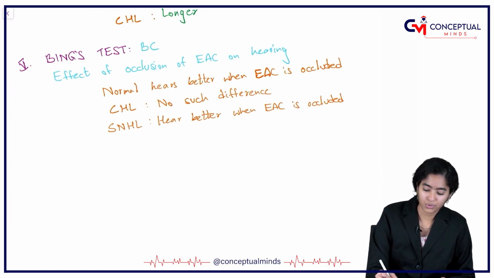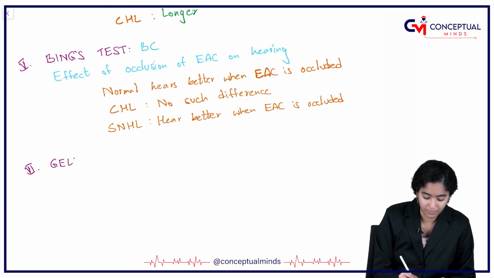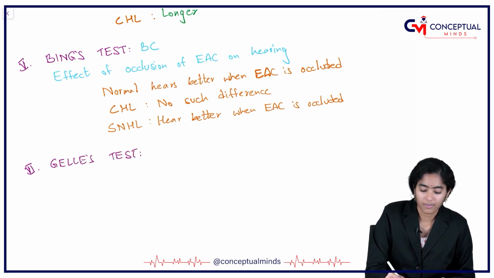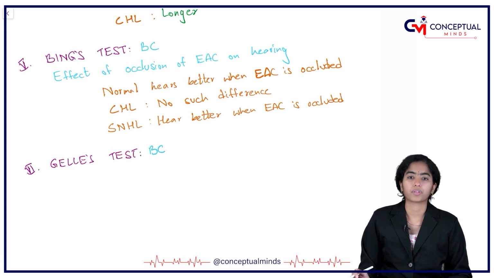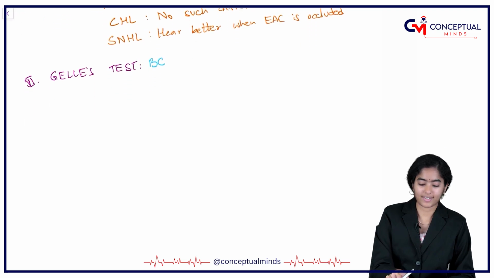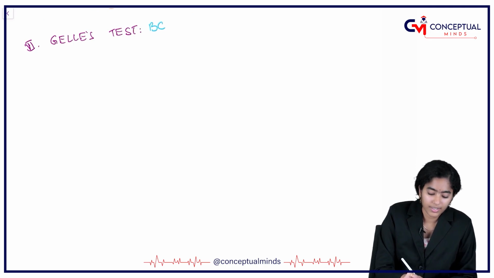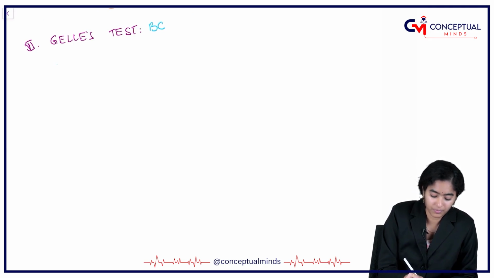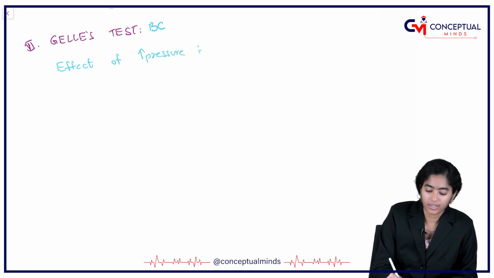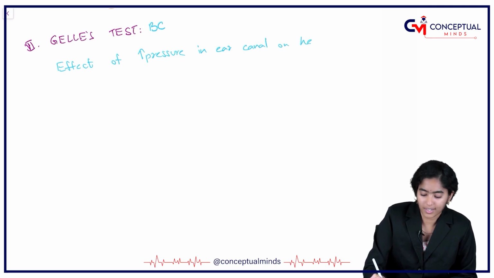And the last type of tuning fork test is Jelly's test. In Jelly's test also, we are checking for bone conduction. But what is the special feature of this test is, we are seeing the effect of increased pressure in the ear canal on hearing. What does that mean?